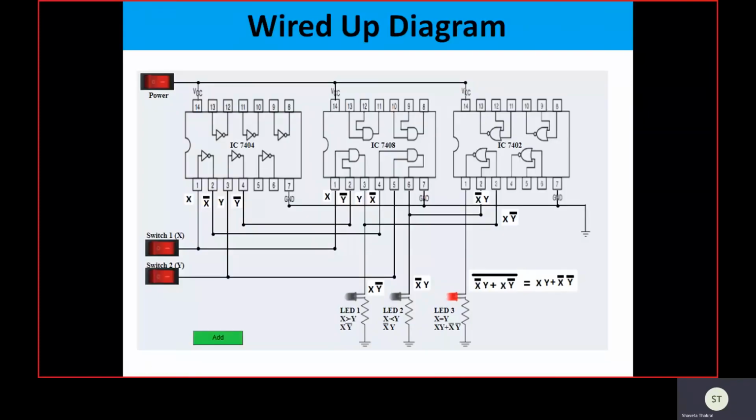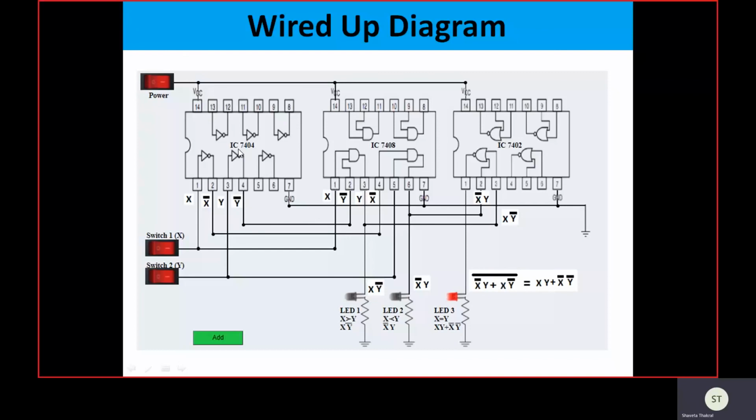This is the wired up diagram. So if we perform this experiment on the breadboard, then according to this we can make the connections. Here pin number 14 of this IC, 14 of this IC and 14 of this IC can be taken common, and that is connected to the 5 volt supply. In a similar way, pin number 7 of this IC, pin number 7 of this IC and pin number 7 of this IC are taken common, and that is connected to ground.